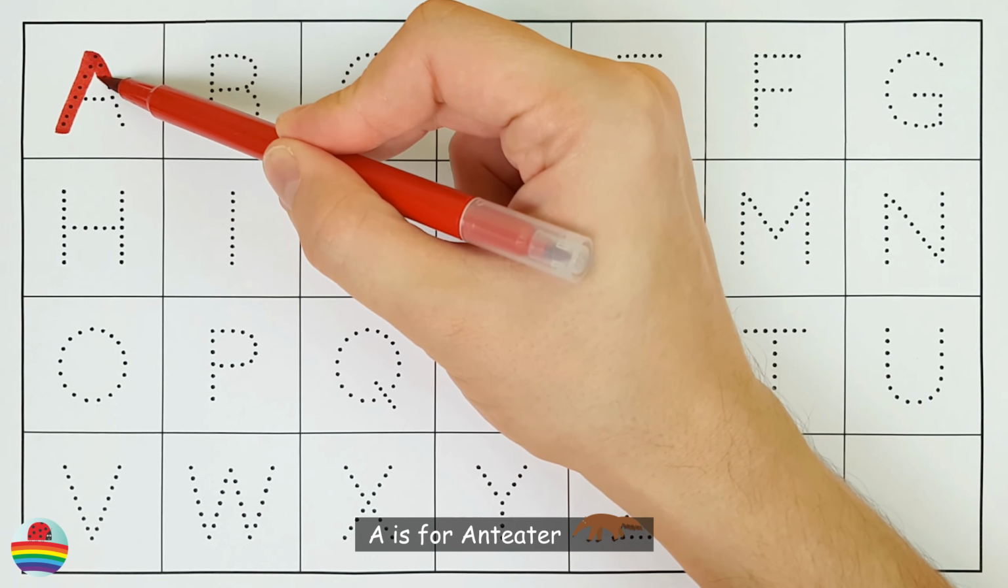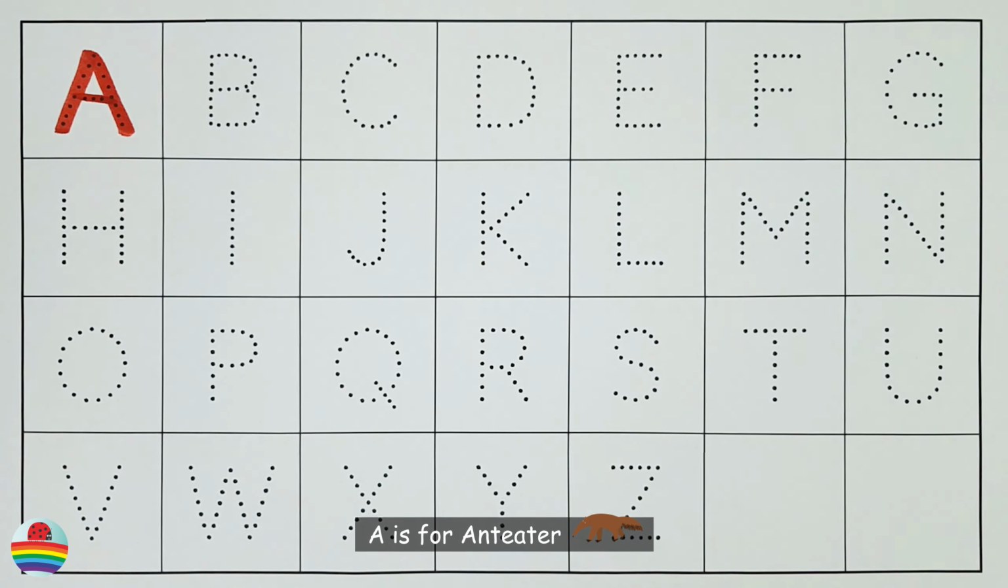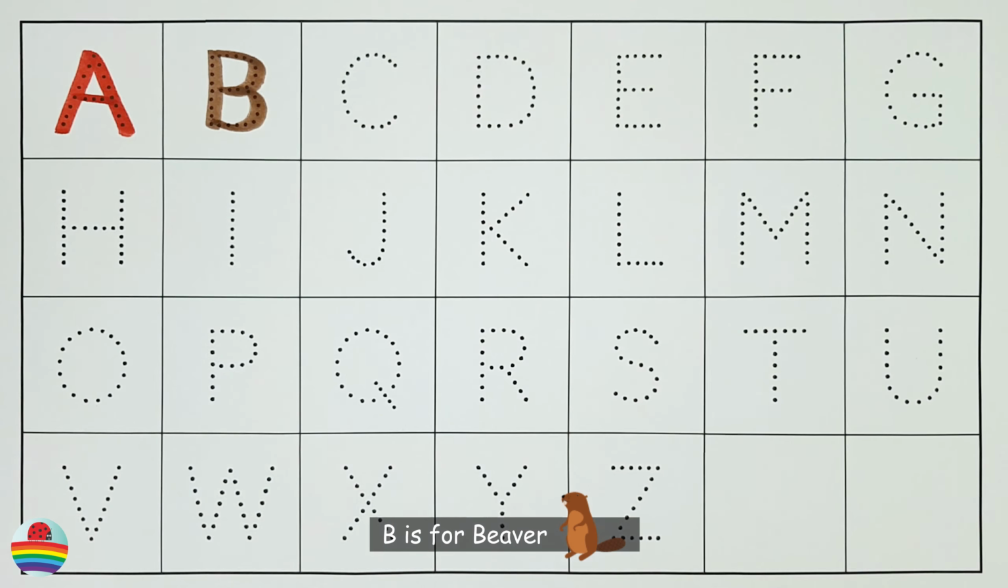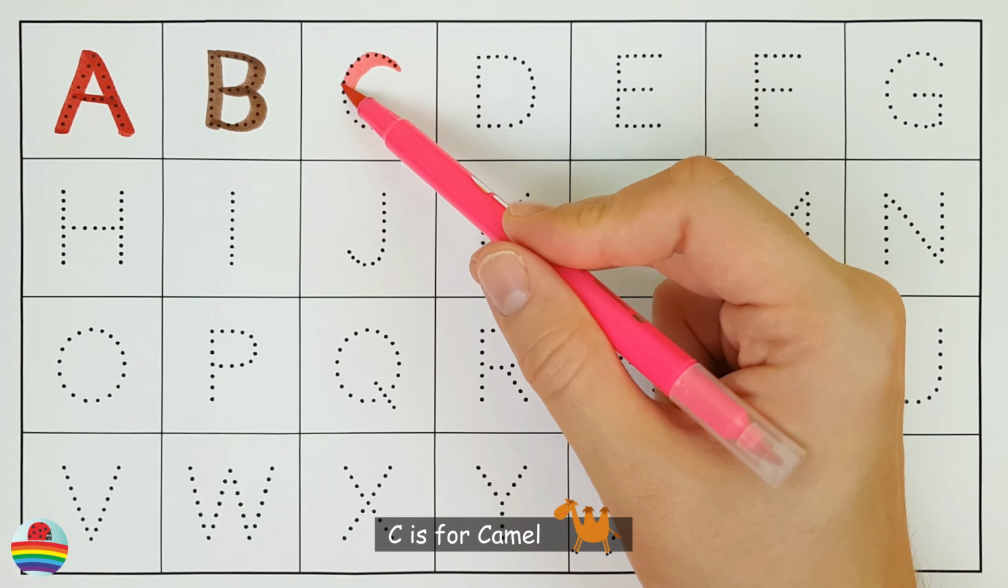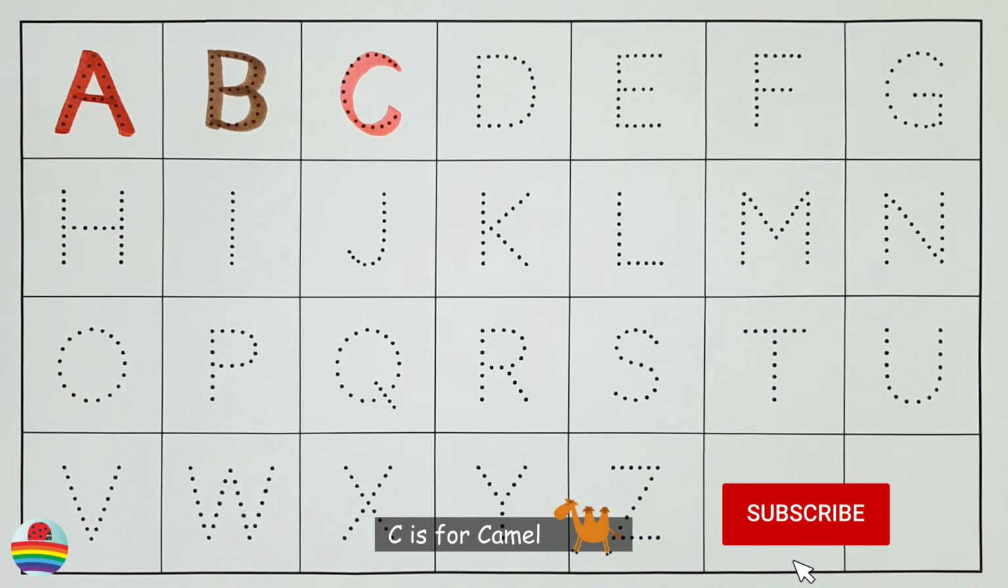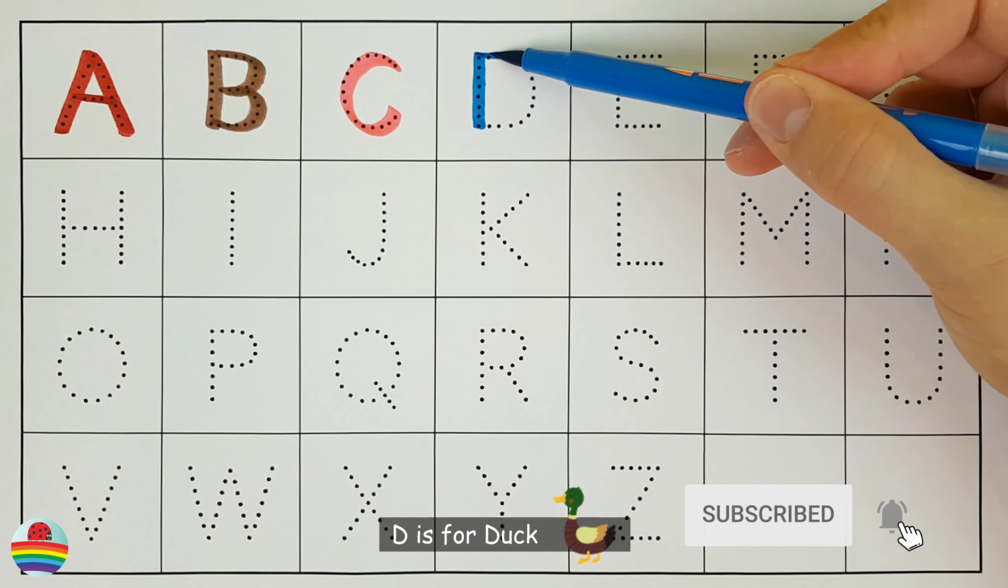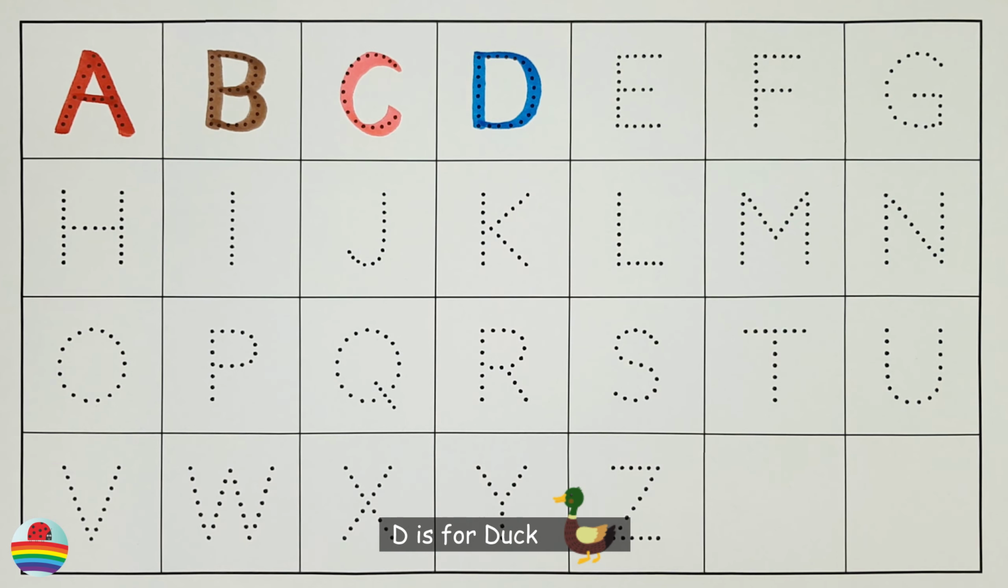A is for anteater. B is for beaver. C is for camel. D is for duck.